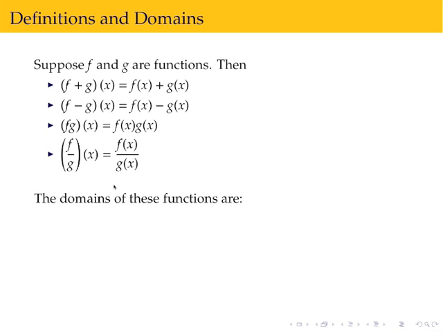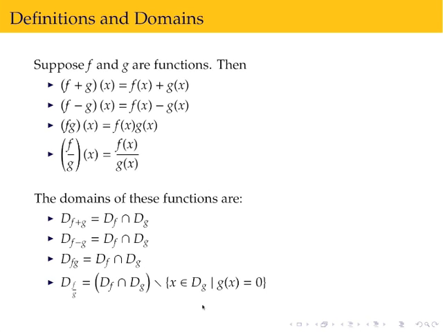Now the domains of these functions. If d sub f is understood to represent the domain of function f, and d sub g is understood to represent the domain of function g, then the domain of the function f plus g is just the intersection of these two domains. So it's d sub f intersect d sub g. And it works very similarly. The domain of f minus g is the intersection of the same two domains of f and g. Multiplication is the same. Division has a little extra hiccup in it.